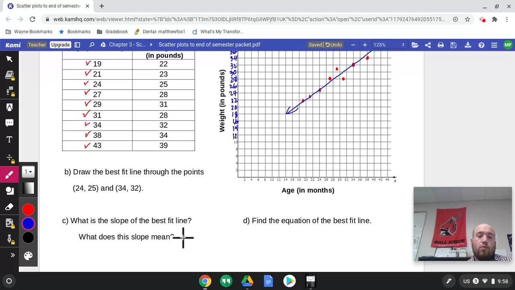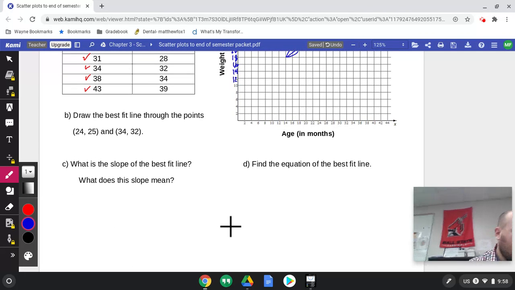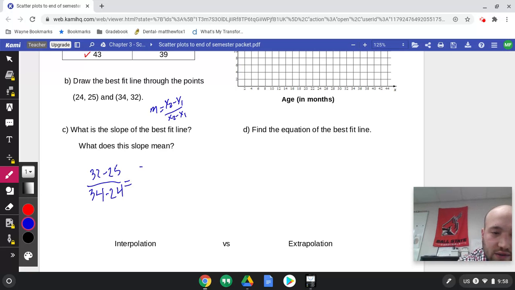Now I need to find the slope of that best fit line. And then we want to say, what does that slope mean? Because now we have context in this problem. Okay. So the first thing we're going to do here is go ahead and once again, we'll use our slope formula. So 32 minus 25 all over 34 minus 24. We'll get 7 over 10. You could leave it like that, or you can write it as a decimal 0.7.